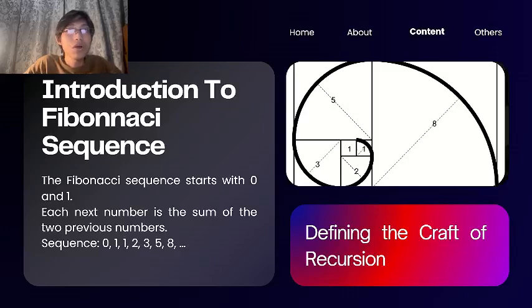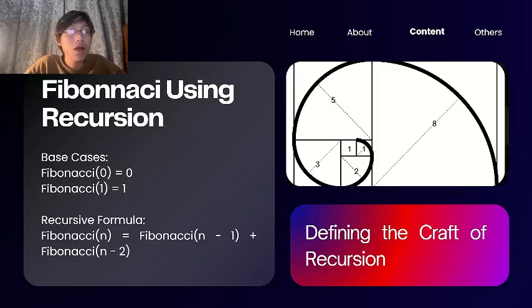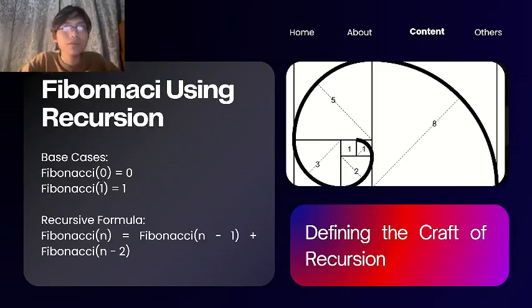So the sequence goes on 0, 1, 1, 2, 3, 5, 8, and so on. In recursion, Fibonacci of 0 returns 0, Fibonacci of 1 returns 1. These are our base cases. For any number greater than 1, Fibonacci of n is equal to Fibonacci of n minus 1 plus Fibonacci of n minus 2. Once again, the function keeps calling itself until it reaches the base case.